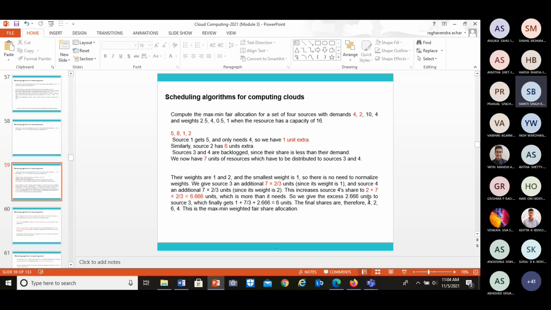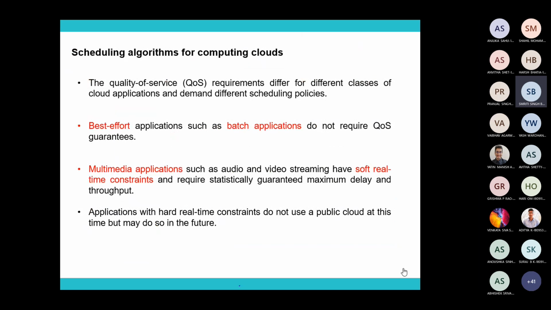So then the final allocation will be something like this: 4, 2, 6, 4. User A requested 4, he is getting 4 only, and user B requested 2, and he also gets 2. User 3 has requested 10, but he is getting 6, and user 4 has requested 4 only, and he is getting 4. So that is weighted max-min allocation.